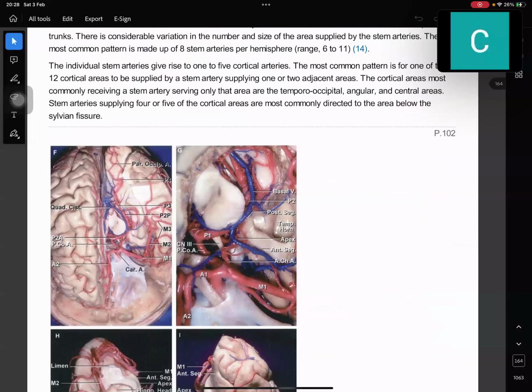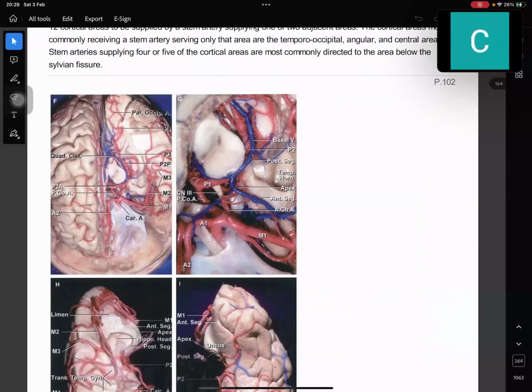Okay, this is it. It usually originates at the ICA bifurcation and usually ends at its entry into the sylvian fissure. So this is the first part of the MCA, the M1. The M1 also gives perforating branches, and is also called the sphenoidal segment. It gives out perforating branches which pass through the same anterior perforating substance.